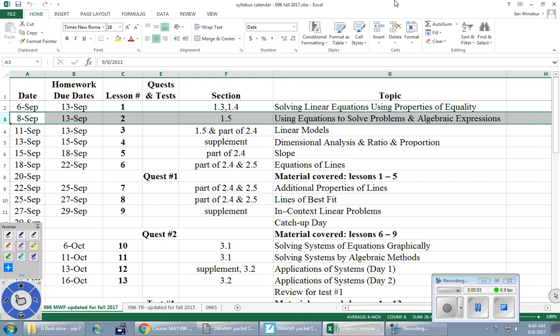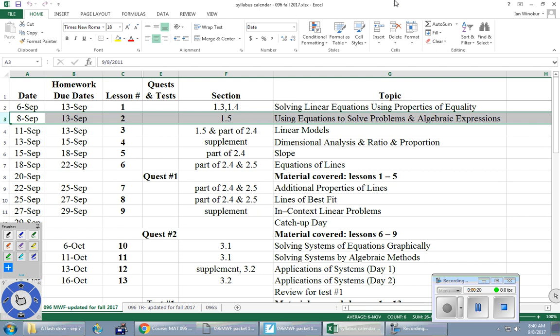Happy Friday. We'll start most classes by just taking a look at the calendar. You have this at the back of the syllabus, but you don't need to take it out every time we look at it together. But today is class number 2. We are going to talk about using equations to solve problems in algebraic expressions.